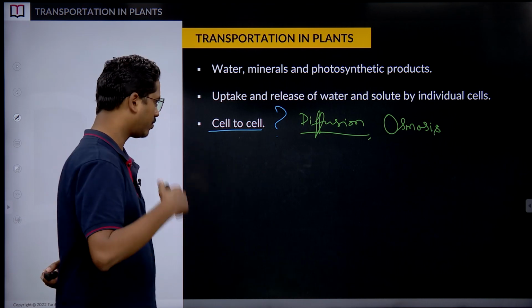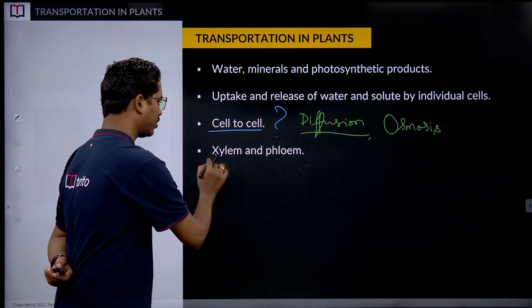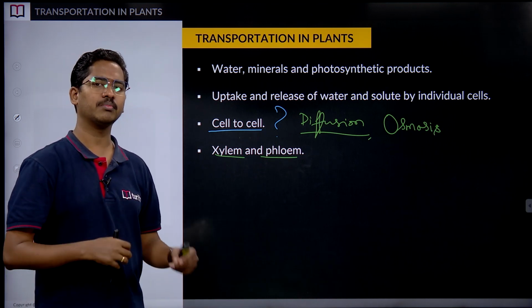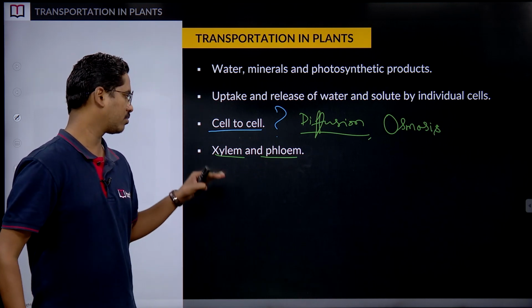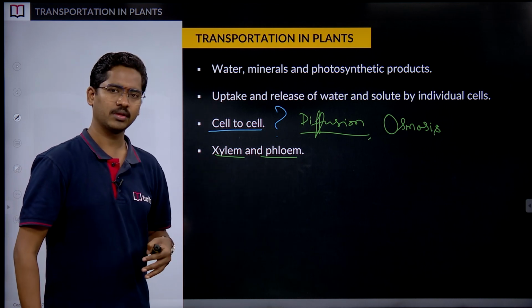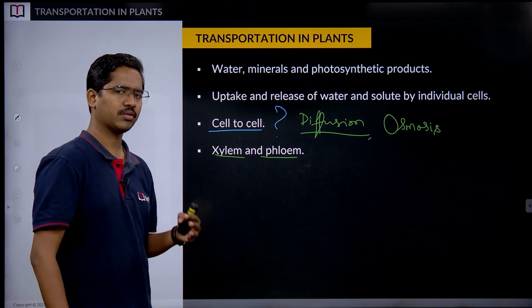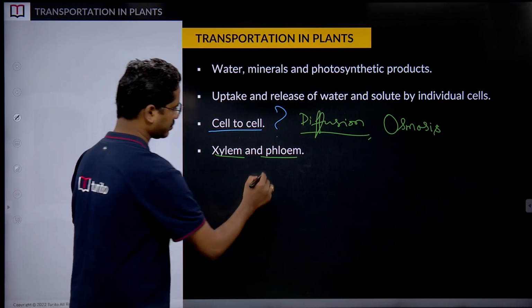Okay. Let us move forward again. Do you know this one? We just discussed that transportation occurs in plants not only between cell to cells, it also occurs through xylem and phloem, right. So, these are the vascular bundles, if you remember.